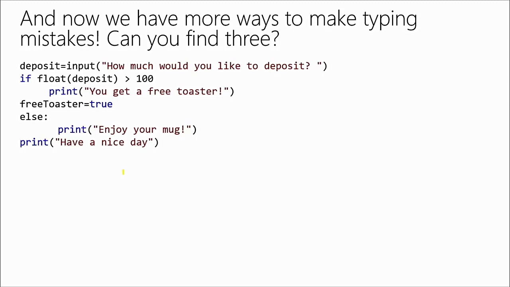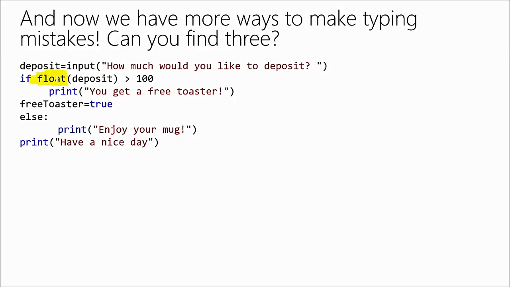So Christopher, I'm going to challenge you. See if you can find 3 typing mistakes here. Deposit equals if float deposit. It should be int, but yes, it should be int deposit. Okay, bonus. There might be 4 mistakes because we were just seeing that actually, it should be int.